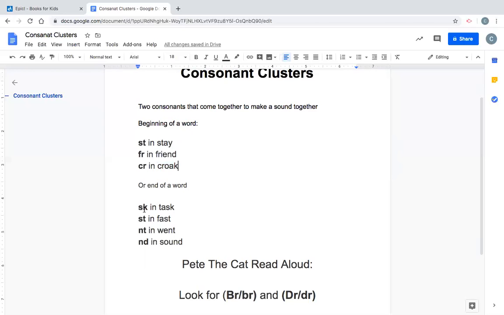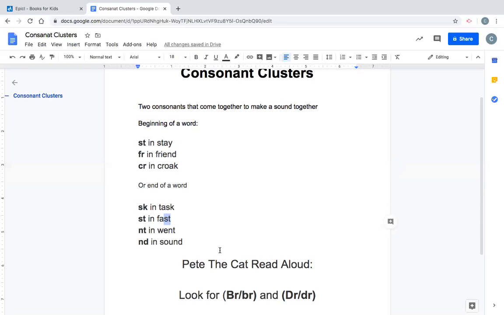So sometimes you can find consonant clusters in the beginning of words. Other times you can find consonant clusters at the end of words. So, for example, we have the word task. Task, the consonant cluster is at the end of the word. It makes a sk sound. Sk. That is our consonant cluster. In the word fast, you have a st sound again. Remember, we saw that sound in the word stay, but that consonant cluster was at the beginning of the word. And you also see it at the end of this word.